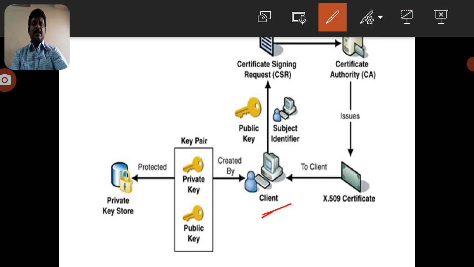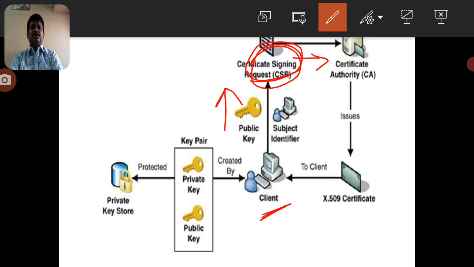Here the client can send the request with the public key for certificate verification. This process sends the request to the certificate authority. Once the certificate authority, a third party, receives that request, it issues a certificate to the particular holder. Through this process only, the certificate authority can send the certificate to the client.